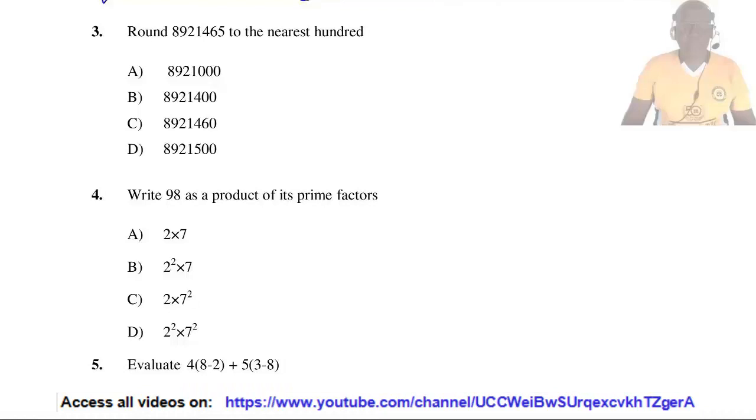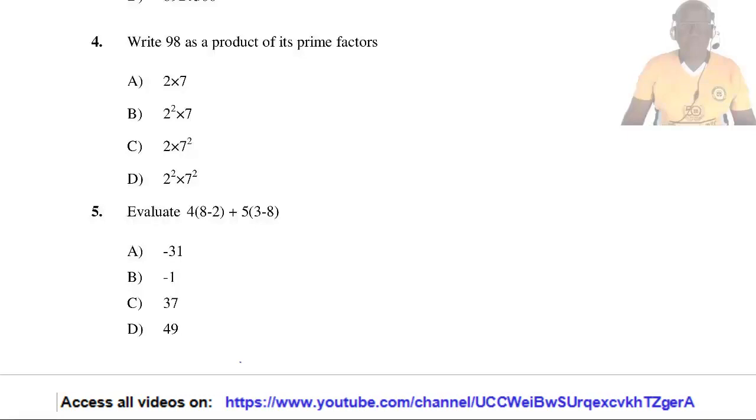Question 3. Round 8,921,465 to the nearest 100. The last 3 digits are 465. 65 is nearer to 500 than to 400. So the answer is D.